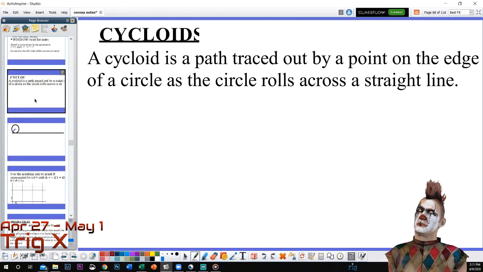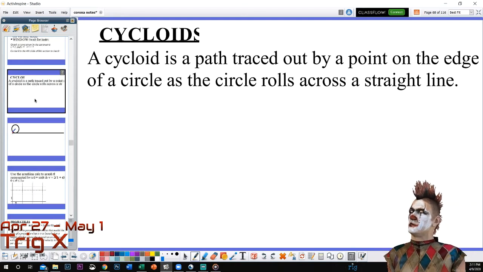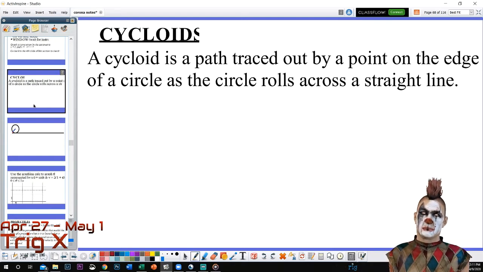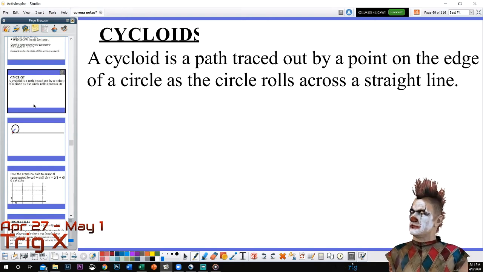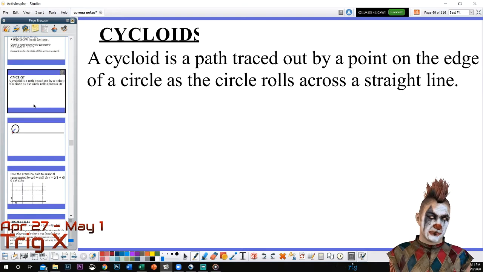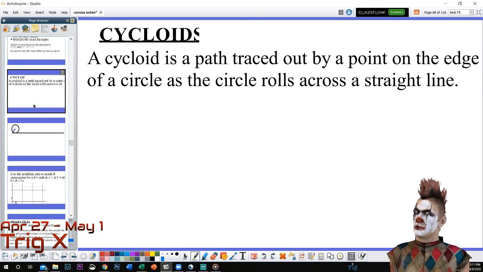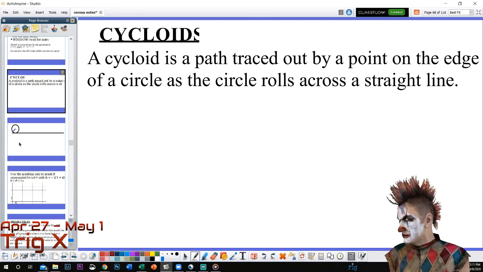Cycloids. This is when a path is along the edge of a circle and its path is going to be traced out as the circle is rolling across a straight line. So think of this as a piece of gum that you've run over and it's stuck to your bike tire. And we're going to just graph where the gum is along the horizontal axis and the vertical axis over time. So here's what it would look like.